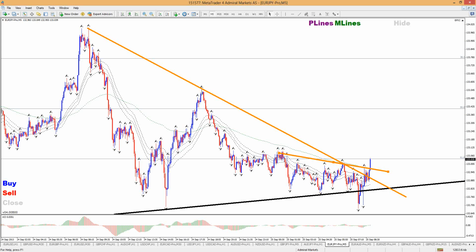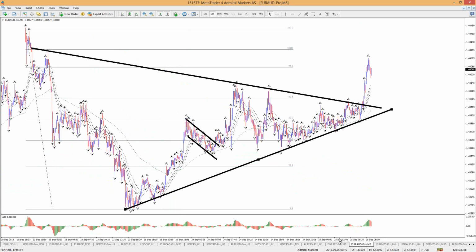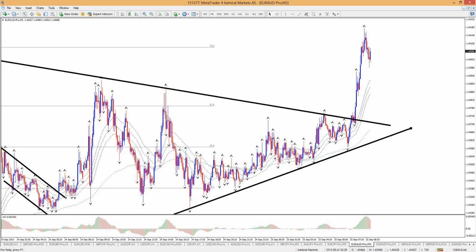So anyone interested in this euro yen as well? And we can keep an eye on the euro aussie as well for the pullback. That has to go back to the zero line though, the oscillator.